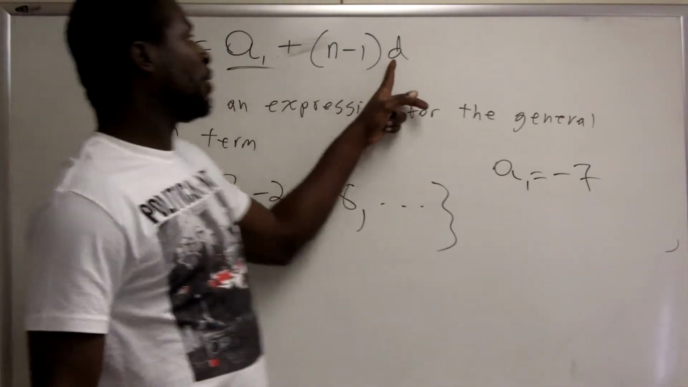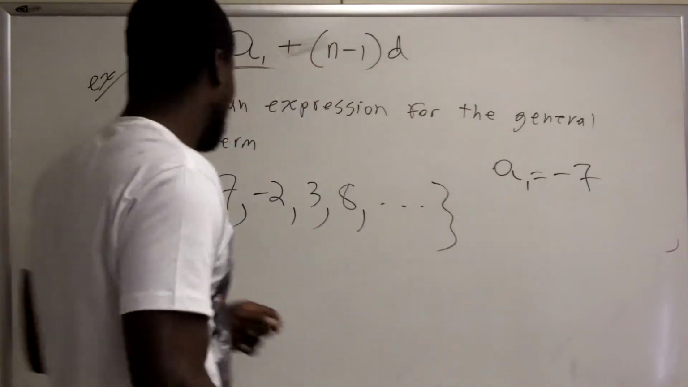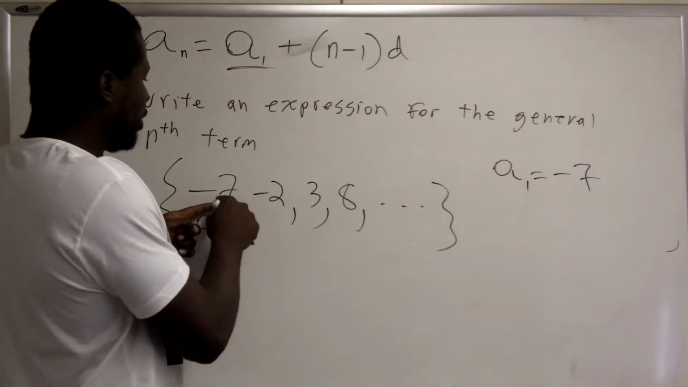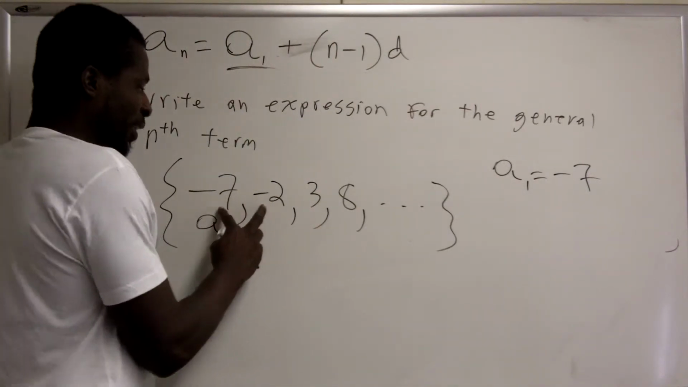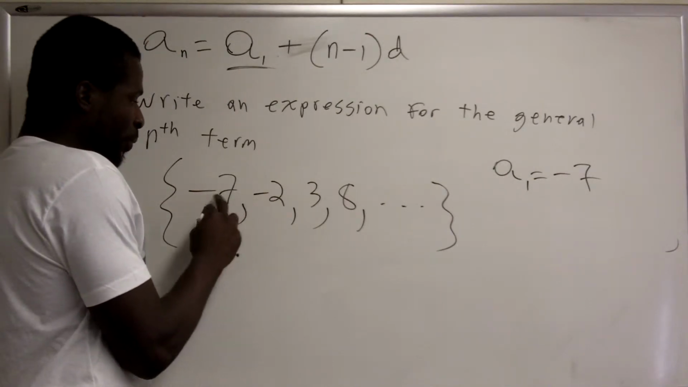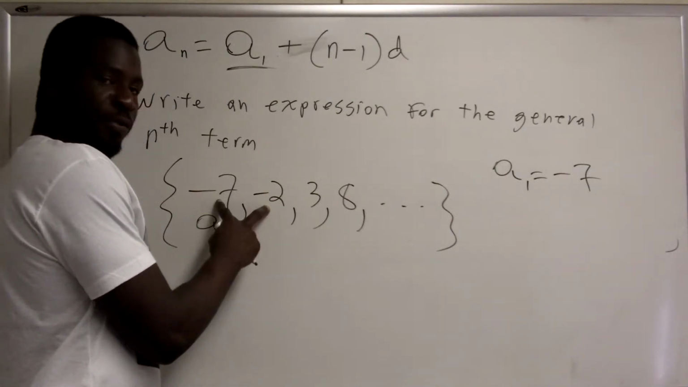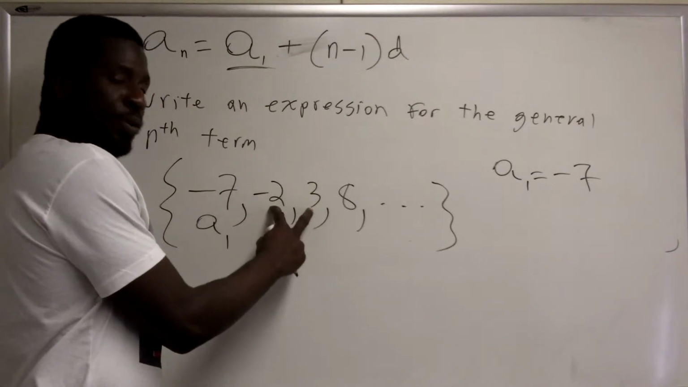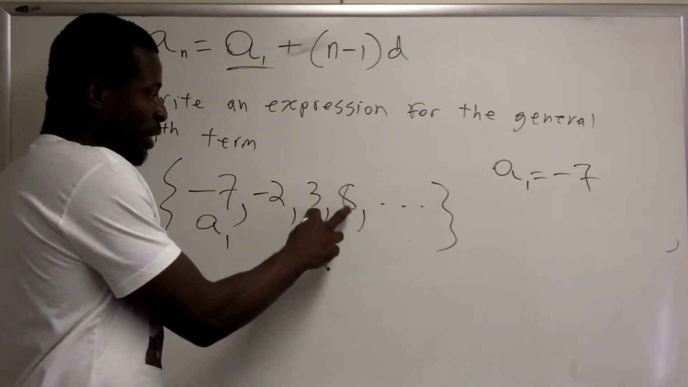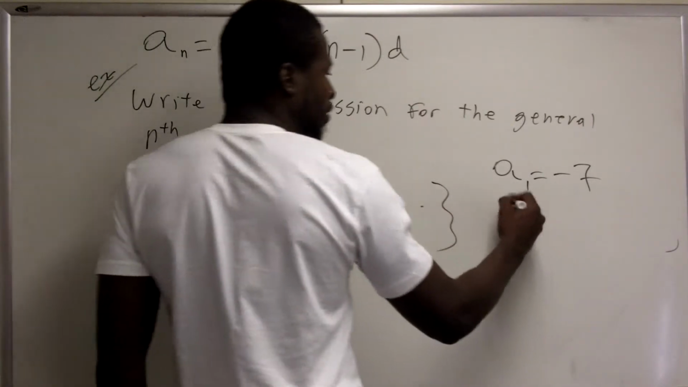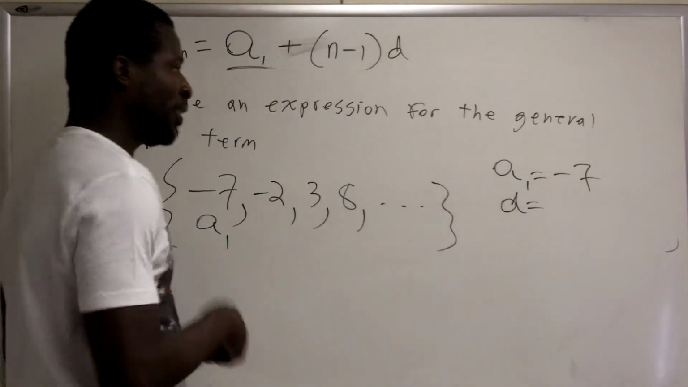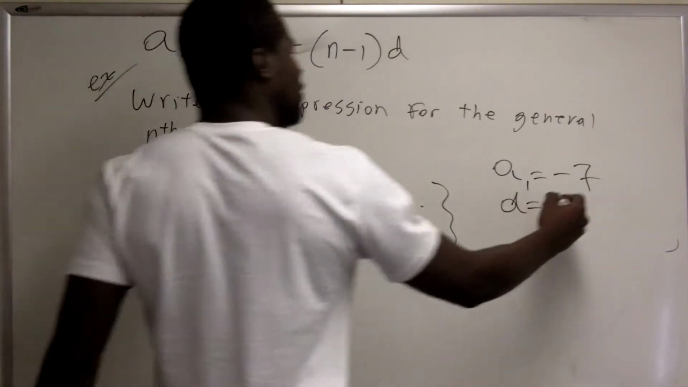Then the other thing I have to know is the common difference. Well, the common difference is just the difference between successive terms. So if I take these two terms, the difference between -7 and -2 is 5. The difference between -2 and 3 is 5. The difference between 3 and 8 is 5. So the common difference, the difference between successive terms that's shared throughout the sequence, is 5.